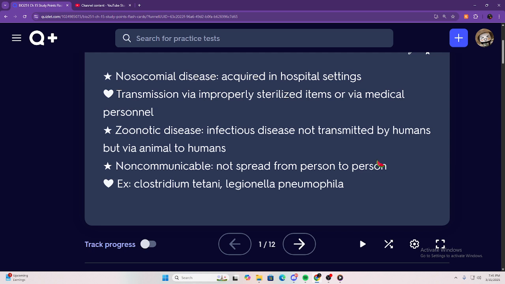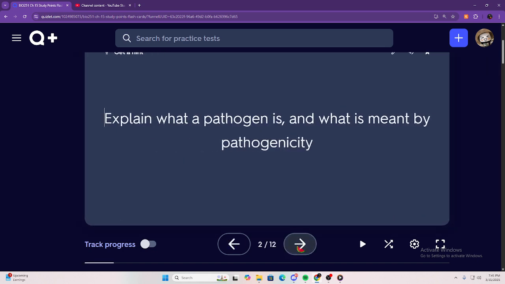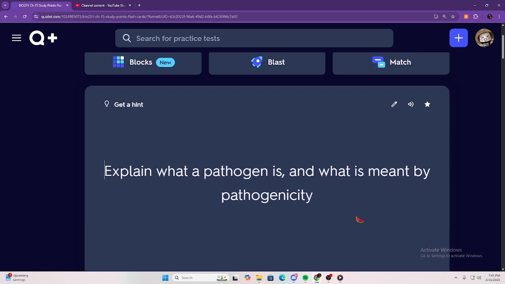Non-communicable is a disease that's not spread from person to person. So it'll be like Clostridium tetani. Basically, if you were to step on a nail, you're going to get tetanus. You didn't get that from a person. You got that from the nail.